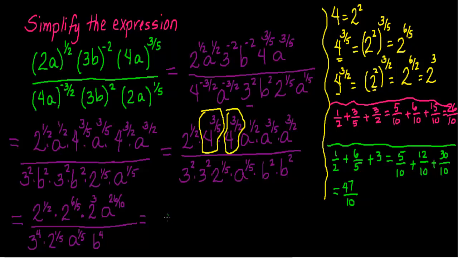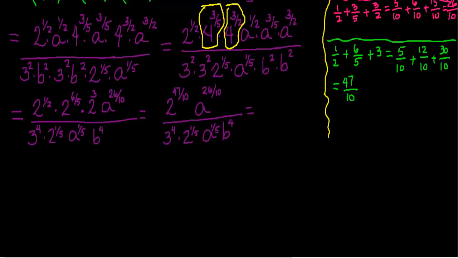Okay, so I have 2 to the 47 tenths power times a to the 26 tenths power, all divided by 3 to the 4th power, 2 to the 1/5 power, a to the 1/5 power, and b to the 4th power. And there's more we can do with this to simplify it more. Anytime I have the same base in the numerator and the denominator, I can keep simplifying, because for the same base in a quotient, I take the exponents and subtract. Okay?